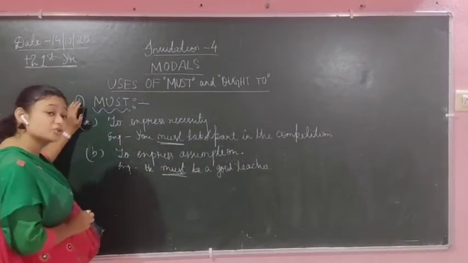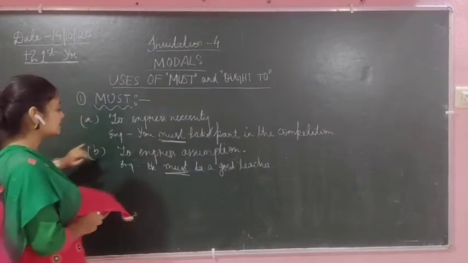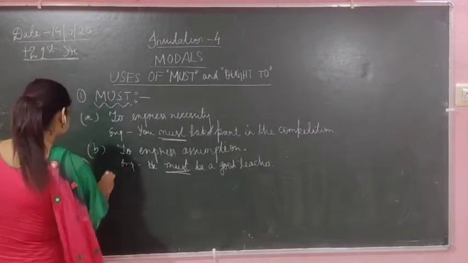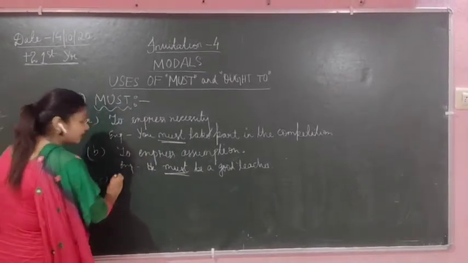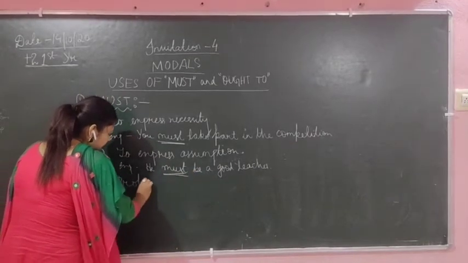So behind must, we can use it to express necessity, and second, to express an assumption. And okay, the third one: when something comes to prohibition, prohibit.